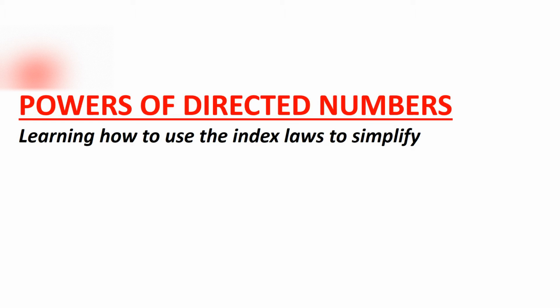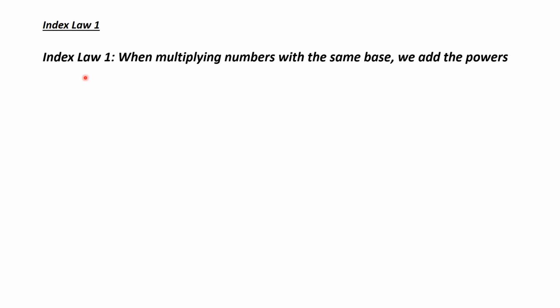This is the second part to exercise 3G. So we're going to look at using the index laws to simplify our questions. So index law 1. Here's our definition. When multiplying numbers with the same base, we add the powers. All right, let's see what this means.